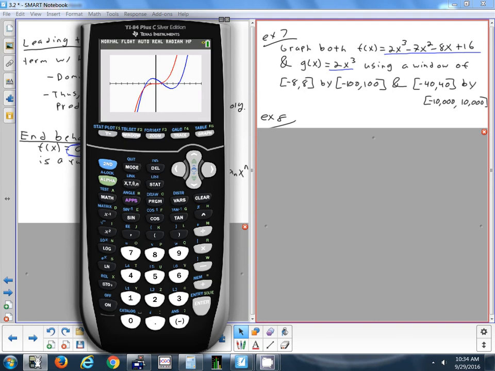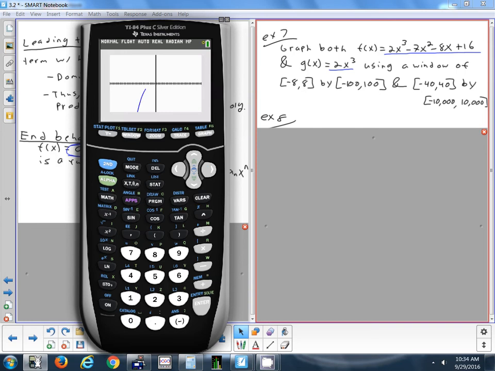That's g of x. Do they look the same, right on top of each other? No, not really. I mean, the end behavior you can see is the same. But if we start to zoom out, let's look at -40 to 40. Now we're looking at the big picture. Let's try -10,000 to 10,000.